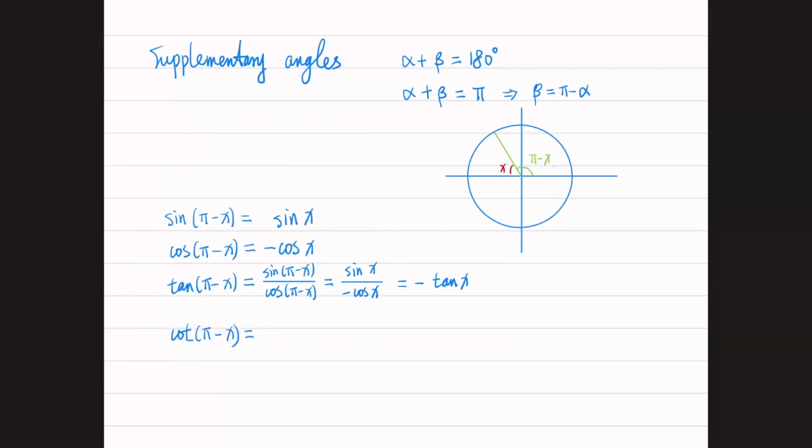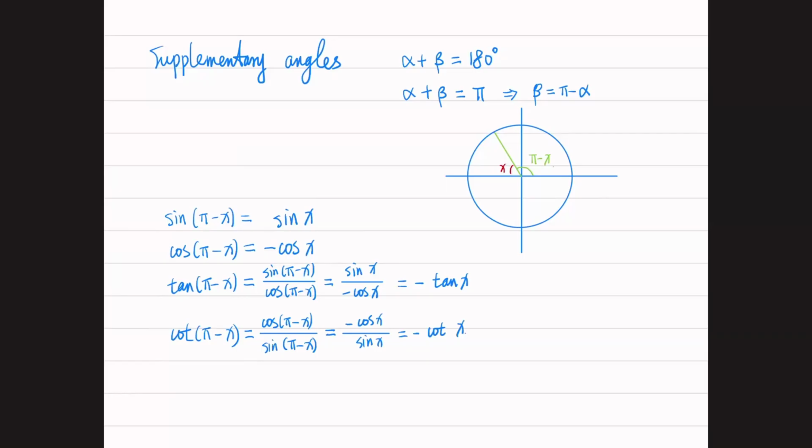Kira, your turn. What's the definition of cotangent? Cosine over sine. Can I simplify this? Okay, so that's negative cosine x over sine x, so that's negative cotangent x. Okay, nice. So these are the formulas for supplementary angles.